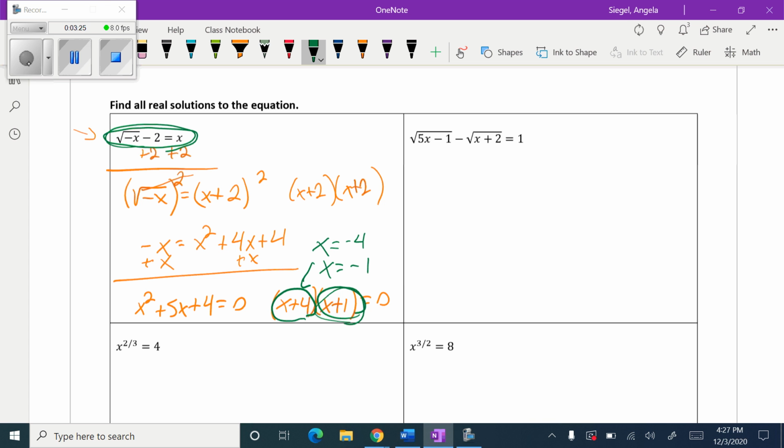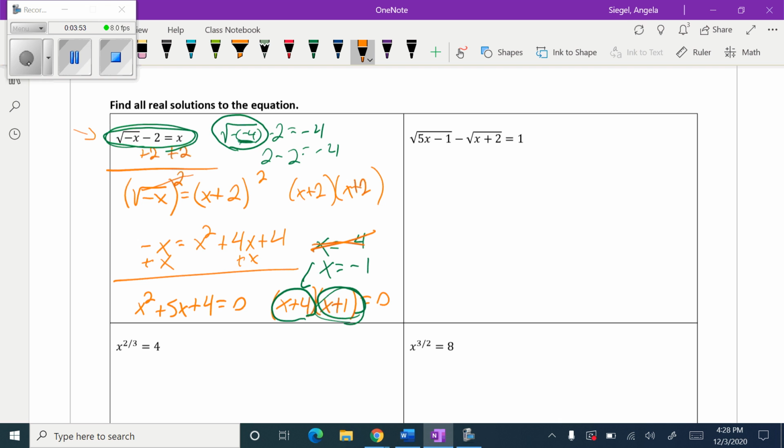So I have the square root of negative 4 minus 2 equals x. Oops, which is negative 4. Okay, so this becomes 2, because this is 4, and the square root of 4 is 2. So 2 minus 2 equals negative 4. Nope, that is not correct. So this is an extraneous solution.